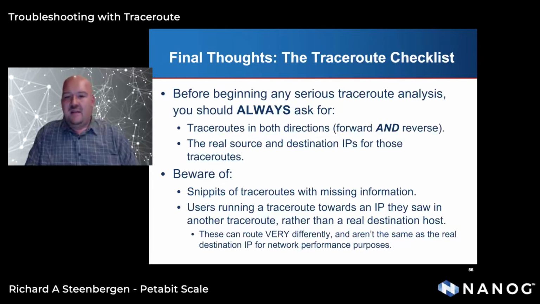Before you begin any kind of traceroute analysis, you should always ask for traceroute in both directions. So if someone sent you a traceroute, or if you're sending a traceroute to someone else, see if you can get that reverse path. And always send your real source and destination IPs. What tends to happen in a lot of cases is people send only the section in the middle that they think is the problem, and they leave out the source and the destination. Then when an engineer goes to look at it, they have no way to tell what's actually happening because they've only gotten a snippet of that information. So as a best policy, always ask for traceroute in both directions and the real source and destination IPs.